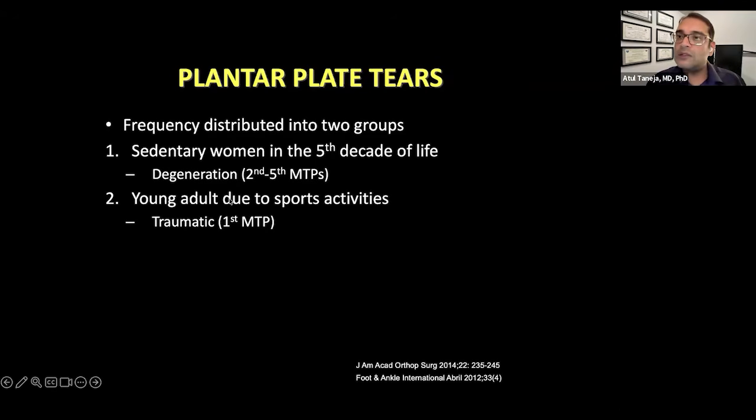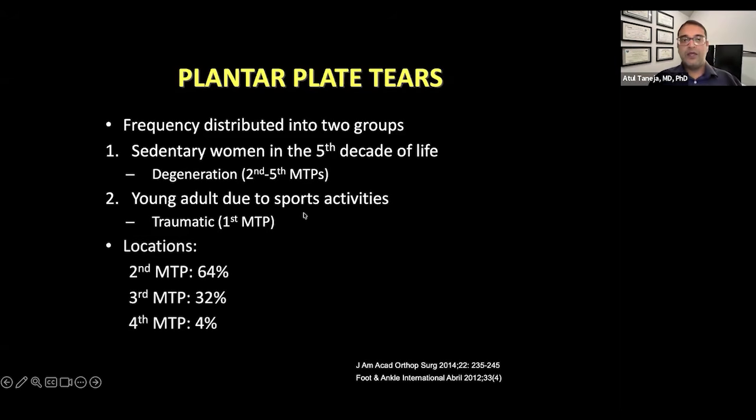And the plantar plate tears have a bimodal distribution. They can happen in young adults, usually related to sports, in a traumatic event. And also, like I showed you, the first MTP is one of the most common injuries, but all of them can be injured. And on the other hand, we have elderly women or middle-aged women that have plantar plate degeneration leading to tears. So we have this first group of young patients, traumatic injuries, sports related, and then the older group, degeneration and chronic plantar plate injuries.